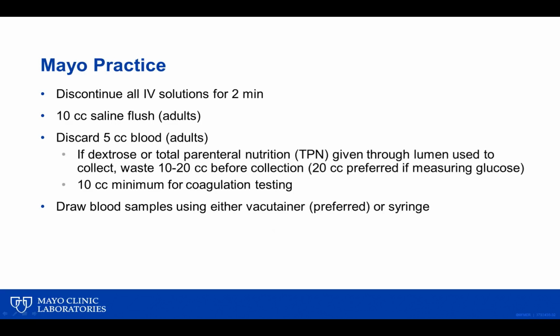But if you're measuring something like glucose, then 20 cc's is preferred, because just a small amount of glucose hanging in the line is enough to cause a result to be falsely elevated. And then we require a 10 cc minimum for coagulation testing. And then we prefer Vacutainer if the adapter is available and the line is drawing freely over the syringe.